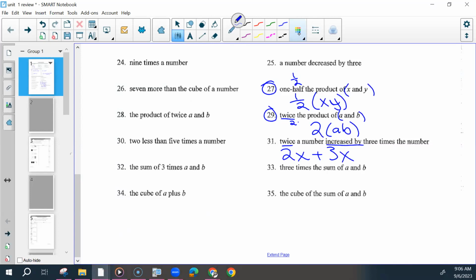Can you do 33? All right, for 33, 3 times, we're multiplying the sum of, so that would be adding, and A and B are what's being added together. So this would kind of look like 27 and 29, except on the inside, we are adding A and B.